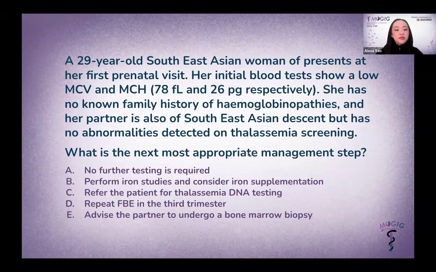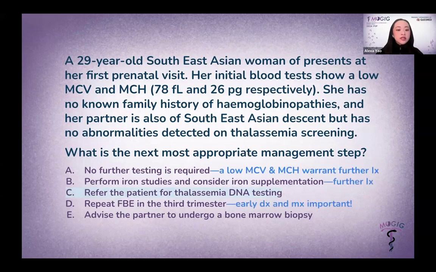Pause if you would like. The correct answer is C. So refer the patient for thalassemia DNA analysis. The key thing here is that low MCV and MCH suggest a possible haemoglobinopathy, especially given the context of this patient's ethnic background. So we should do further testing and not delay further investigations until the 3rd trimester either.